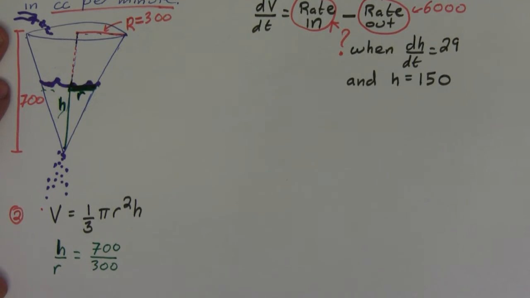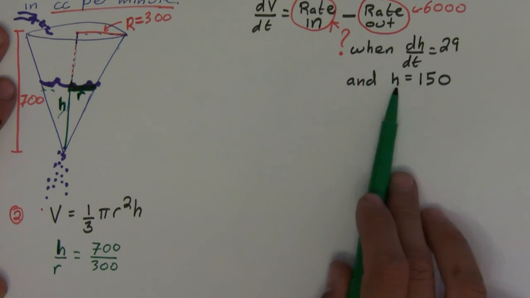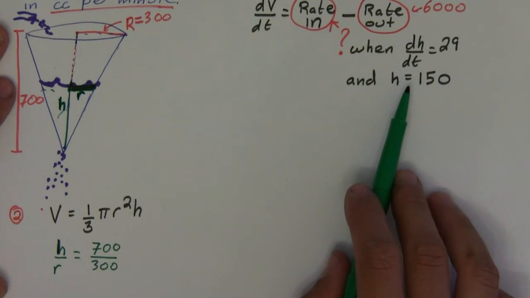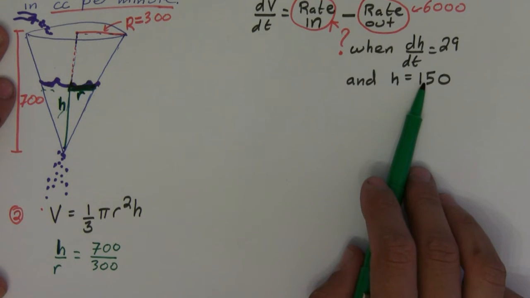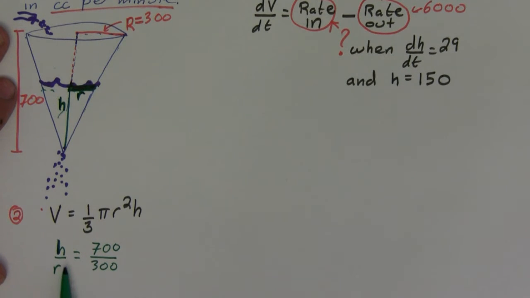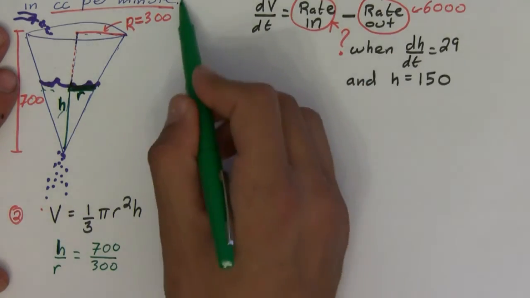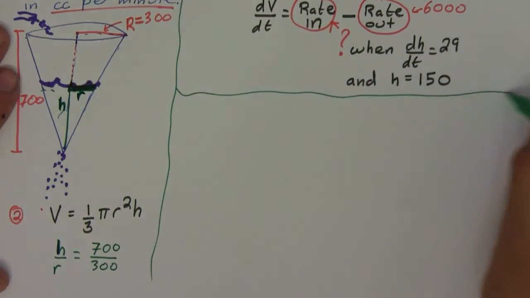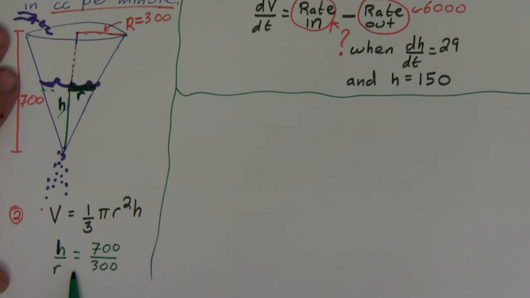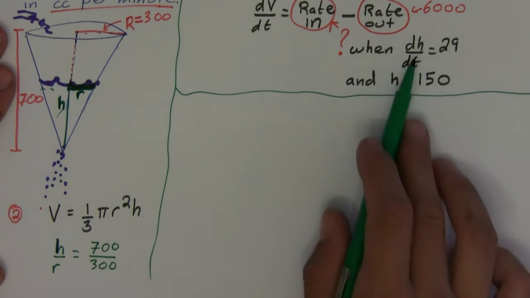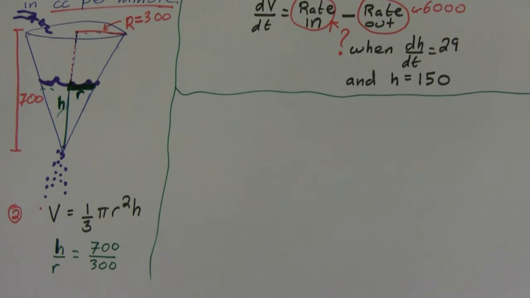Okay, so the good thing about this is that the information that we have is all on h. We have the derivative of h with respect to time, and we have h at a particular point in time. So we could use these to find the radius at a particular point in time, but it's easier to rewrite the volume formula in terms of just the height, because that way we just plug in the information that we already have.